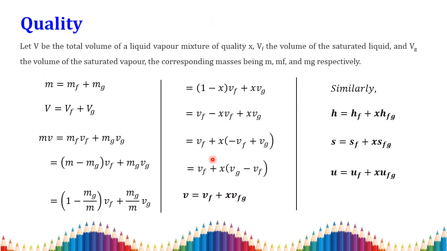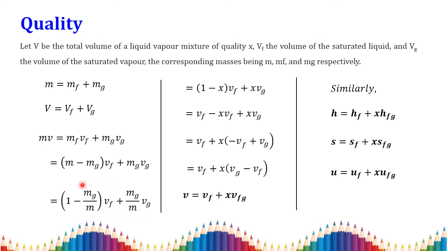Then we need to find out the state of the steam. For that, we know that the total mass m is equal to mf plus mg, and the total volume can be written as Vf plus Vg. This total volume can be written as mass into specific volume, so I am applying the same equation here: mf into vf plus mg into vg. We can write mf as m minus mg, so replace mf with m minus mg, and divide by m on the right-hand side. Then you will get 1 minus mg by m into vf plus mg by m into vg.